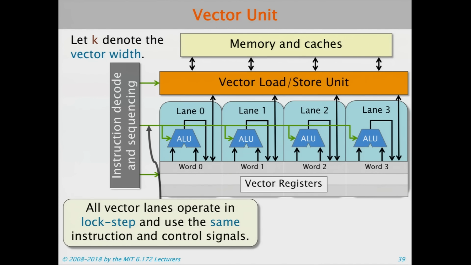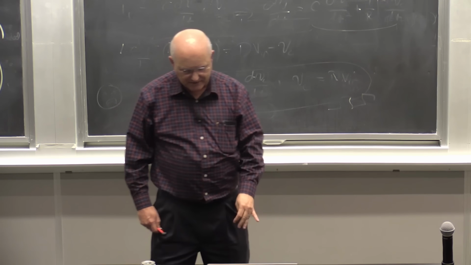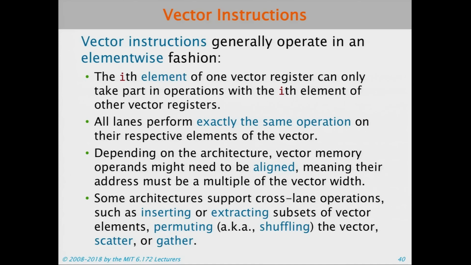The basic idea here is for the price of one instruction, I can command a bunch of operations to be done. Generally, vector instructions operate in an element-wise fashion, where you take the ith element of one vector and operate on it with the ith element of another vector. And all the lanes perform exactly the same operation.